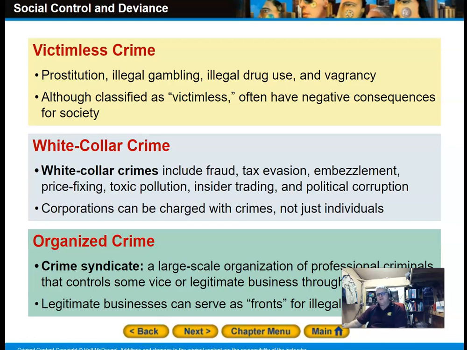Victimless crime: prostitution, illegal gambling, illegal drug use, and vagrancy, although classified as victimless, often have negative consequences for society. Prostitution can be a problem because the people can be exploited, not to mention they could be spreading social diseases. Illegal gambling is a problem because oftentimes people are treated unfairly in illegal gambling.